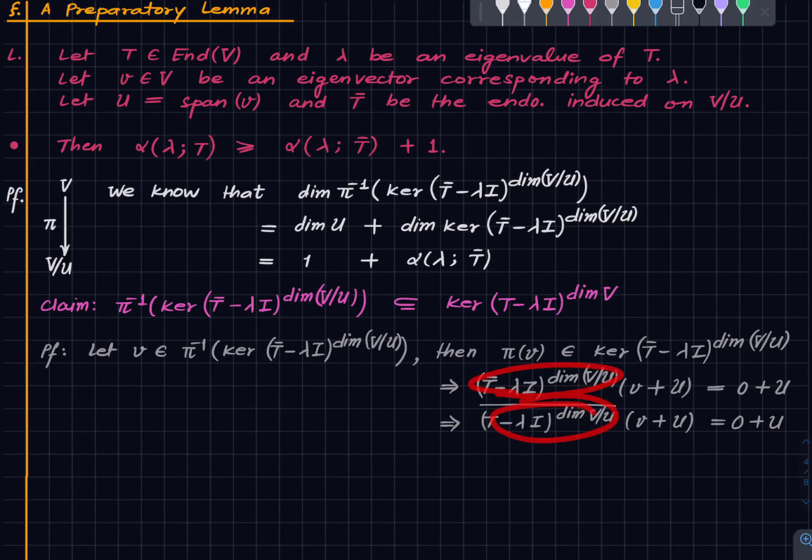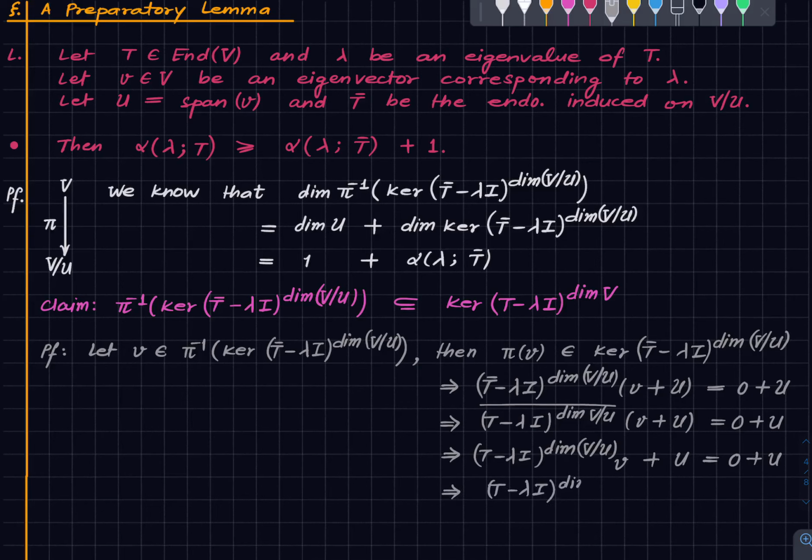So this is equal to that, and now by definition of the induced endomorphism, this just means that this is equal to 0 plus U, which means this guy is in U, right? That's how quotient spaces behave. And if something is in U, it is scaled by T minus lambda I. So we apply T minus lambda I to it to get 0.